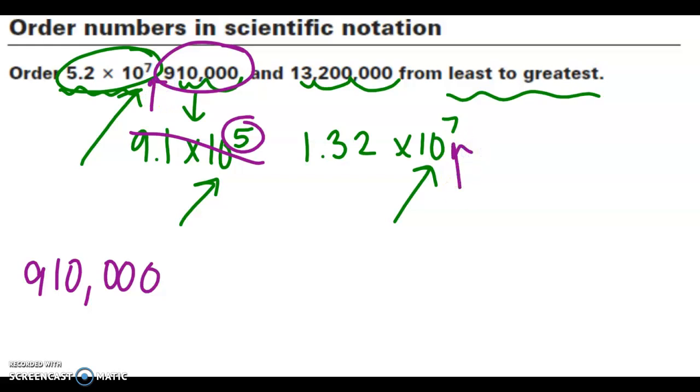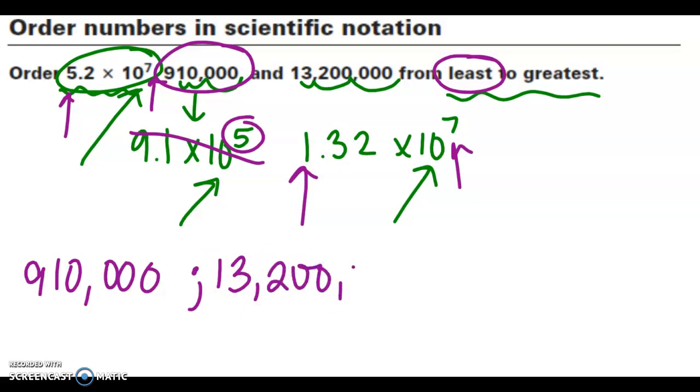Now I look at the number, okay? So I remember I want least first. So is 5 or 1, my number in front of my decimal, smaller? Well, my 1 is my smaller number, so I have to write it to the original. I'm going to put a little semicolon to separate these out just so I can identify where I'm at. 13,200,000. Okay, and then that means that this is my last one, which is 5.2 times 10 to the 7th, back in its original form.